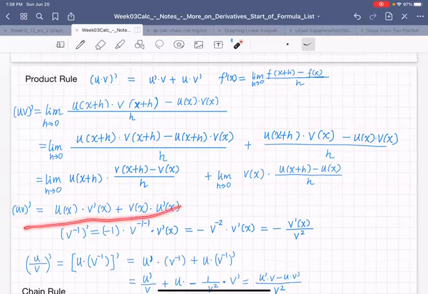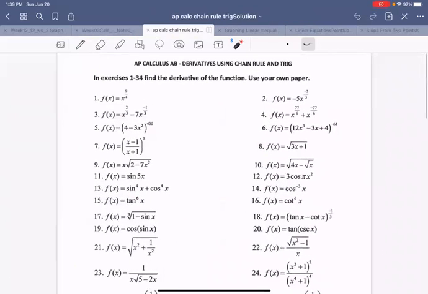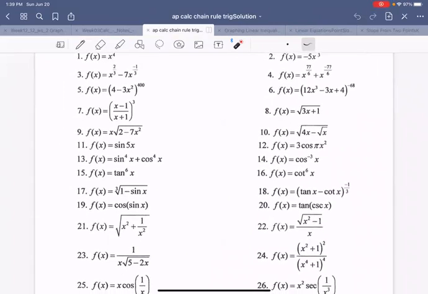Okay. So how do we apply this product rule? Let's give it a try. Let's do one question over here.